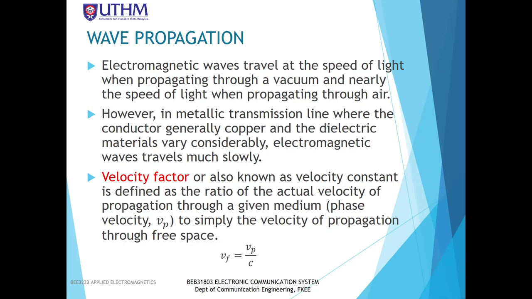Wave propagation. Now we want to look at the velocity factor. Remember that previously we saw the equation V is equal to Vf multiplied by c. What is this actually? The velocity factor, also known as the velocity constant, is the ratio of the actual velocity of propagation compared to the speed of light. So Vf is equal to the velocity of the wave divided by the speed of light. Both are in meters per second, so this is just a ratio with no unit. The maximum of Vf is equal to 1.